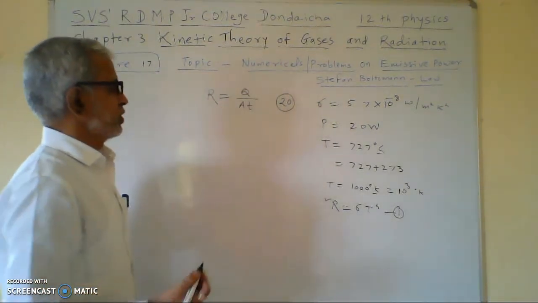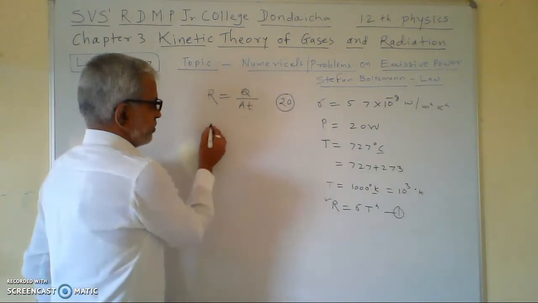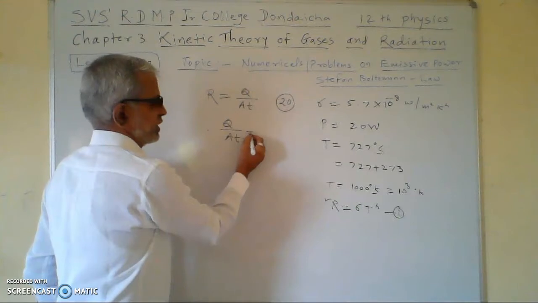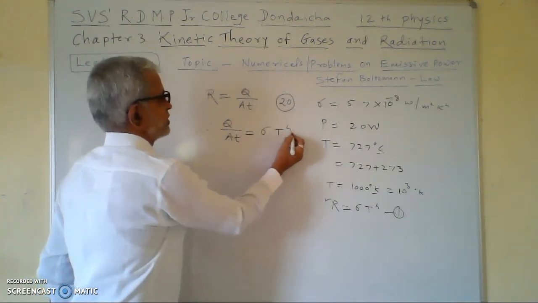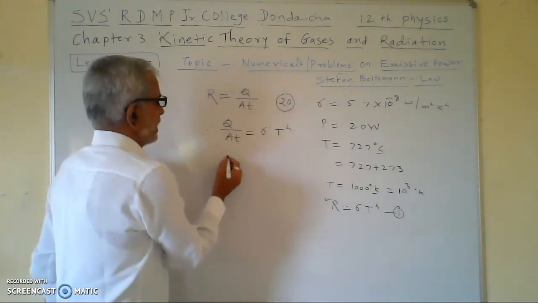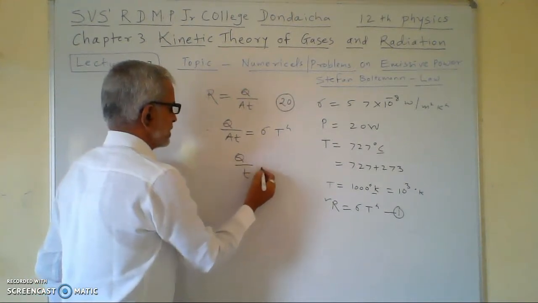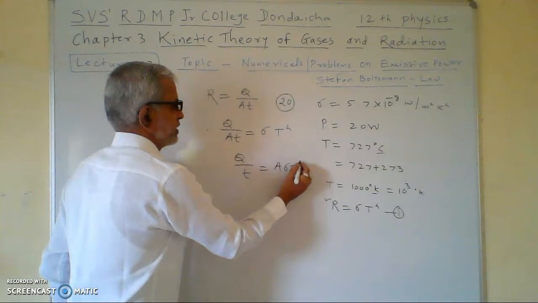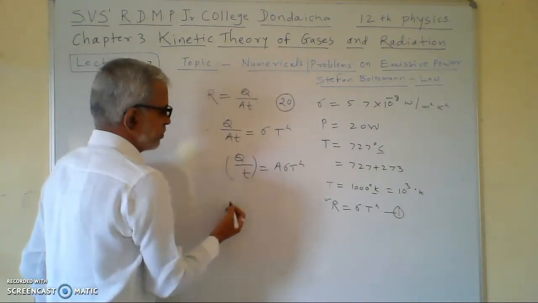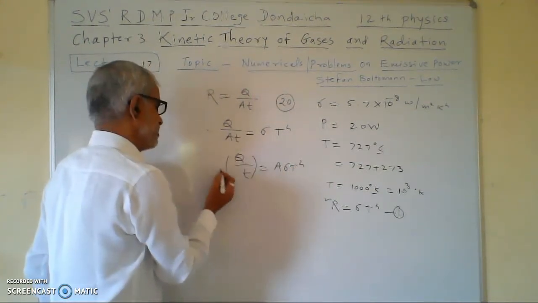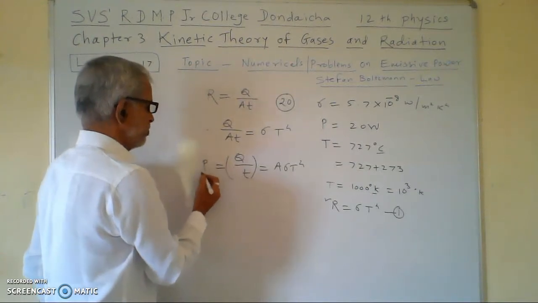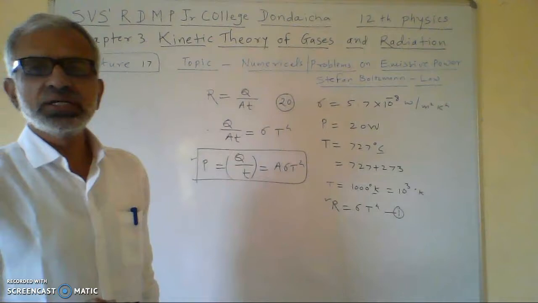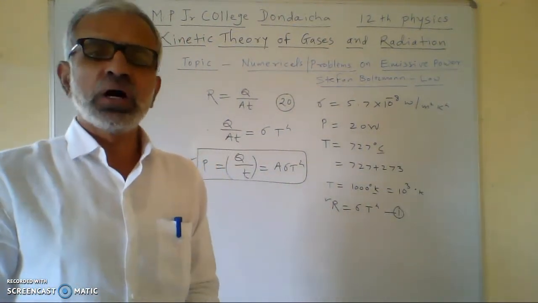R equal to Q upon A T. Therefore, this equation will become Q upon A T equal to sigma T raised to 4. You can write this equation as Q upon T equal to A sigma T raised to 4. Now what is Q upon T? It is power. So P is equal to A sigma T raised to 4. This is the formula of the power.